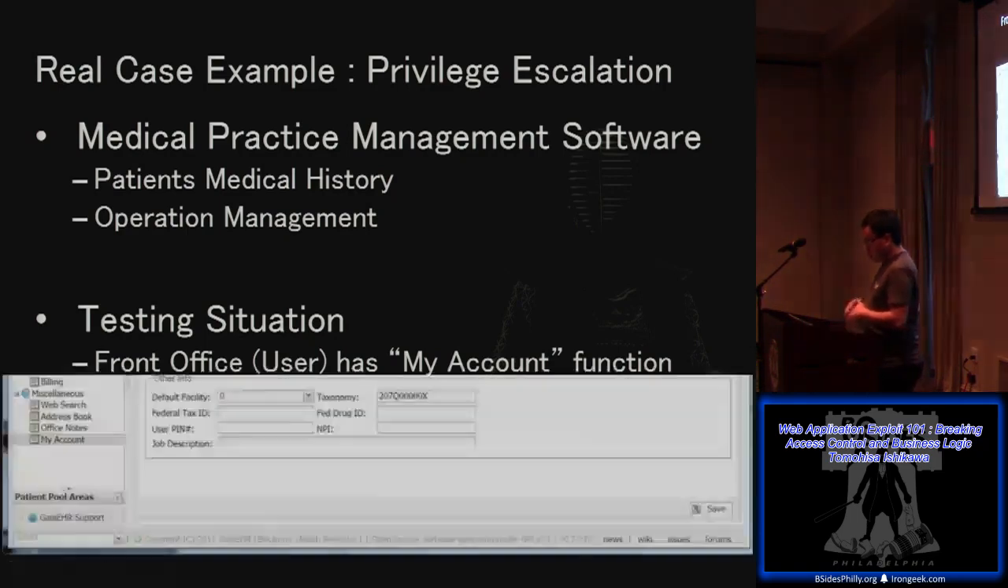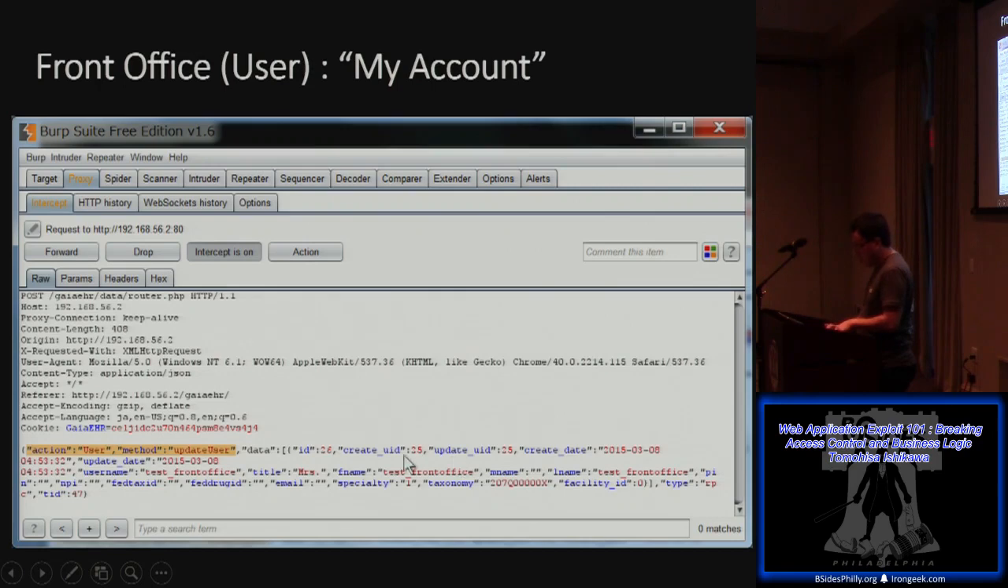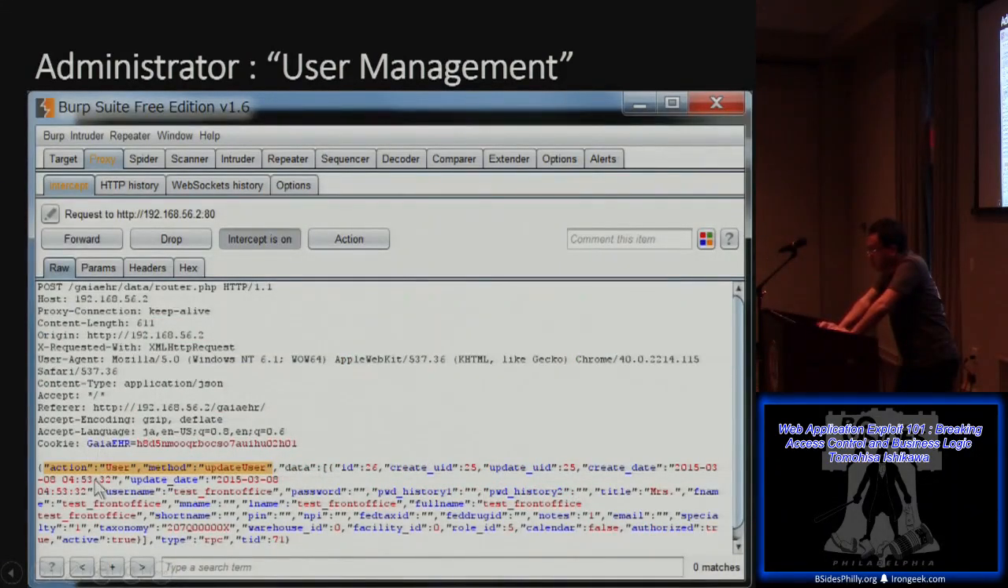This is the situation. Here is the My Account page of the receptionist privilege. If you access this page, you can change the username or a bunch of other information such as tax ID or phone number. If you click save here, this application issues the HTTP request, action equal user, method equal update user. On the contrary, if you access the administrator privilege and go to the user management page, you can manage any user. So go to test office, front office. It's the same as the previous example. In these pages, since he is the administrator, he can change the access control level. If you click update here, it sends a request like action equal user and method equal update user.